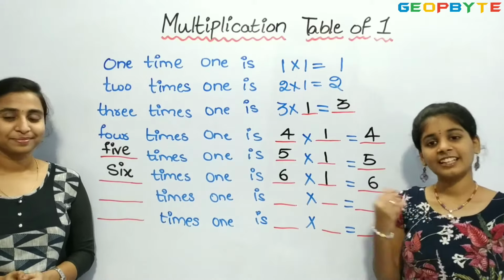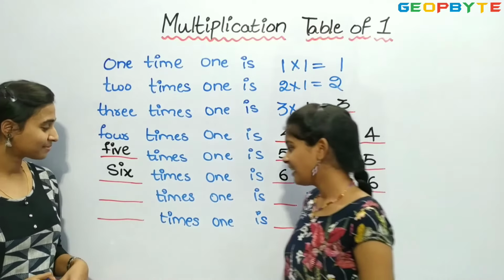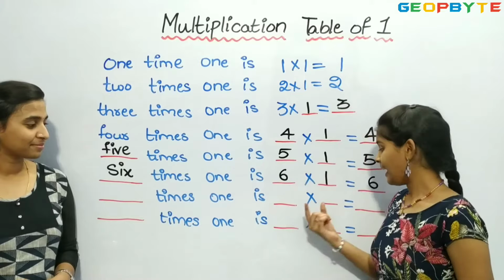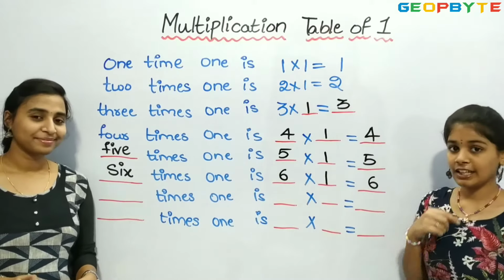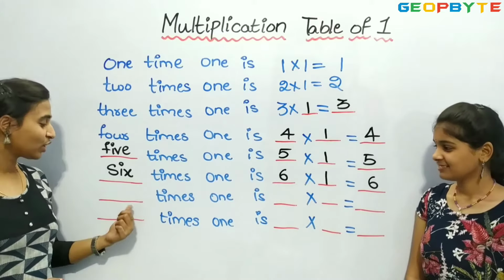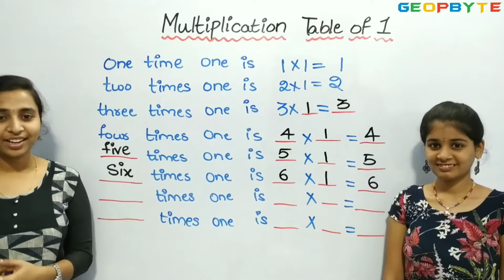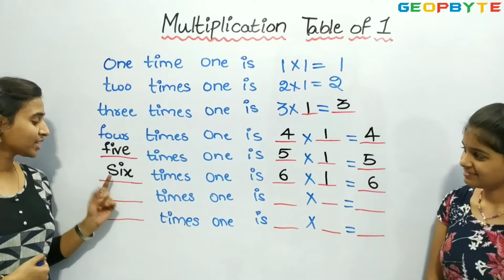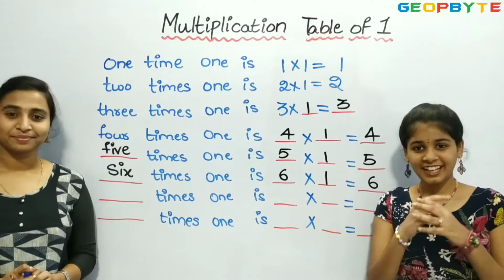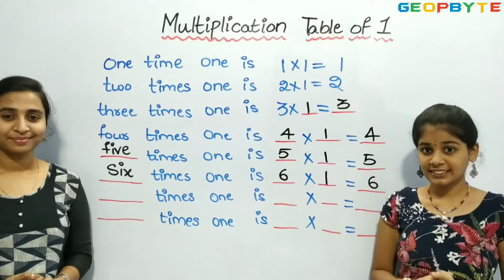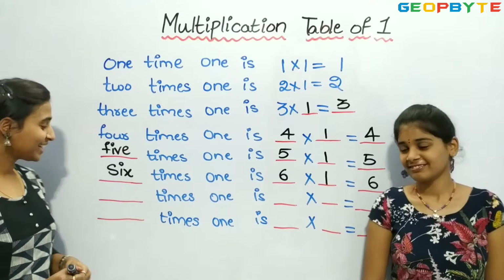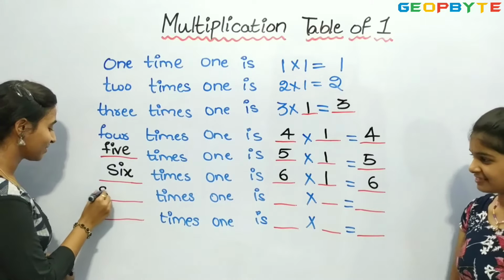Now let us see the next one. Dash times 1 is dash into dash gives us dash. Yes, children, here also we have a blank at starting only. So after 6, which number comes? Yes, correct answer. After 6, we will get 7. Let us write 7.